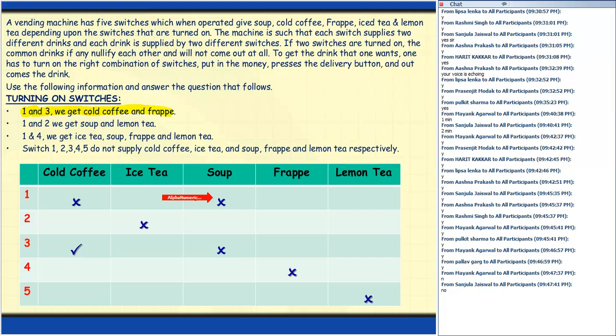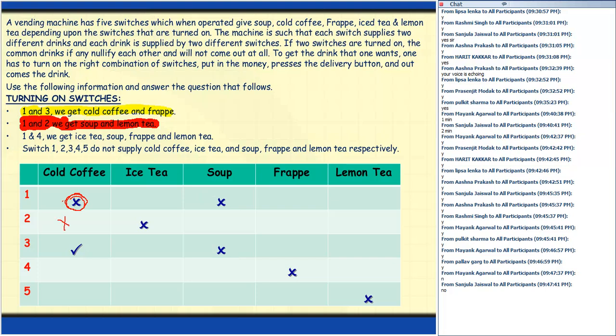Okay. Now let's move to the next point. The next point says that from 1 and 2 we should get soup and lemon tea. So now we'll focus on the combination of 1 and 2 to get soup and lemon tea. Now let's start with this one. From 1 you are not getting a cold coffee. So whether you will get a cold coffee from 2? No. You will not get a cold coffee from 2 also.